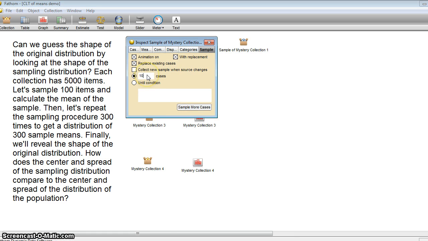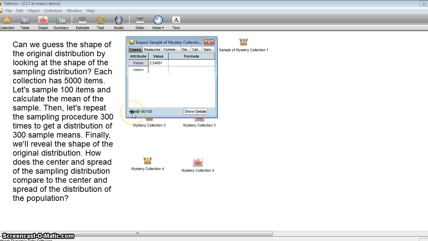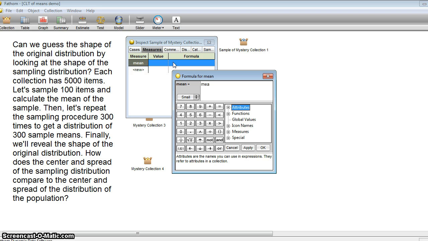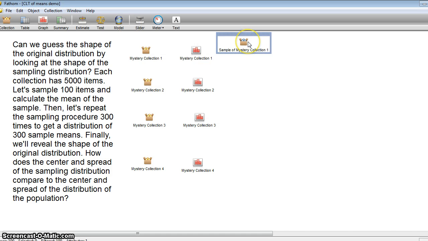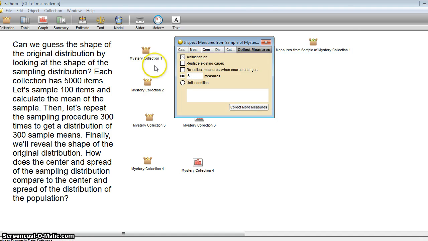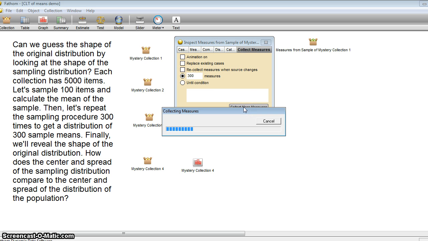We're going to sample 100 cases since we want to sample 100 values. So I'll do that just to convince you there's 100 items in there. There are 100 items that we sampled. We want to actually collect a mean, calculate a mean for each set of 100 that we get. So here's the mean for this group of 100. And we are now going to collect some measures. We want to collect the sample means 300 times. So let's do that. This will take a moment.